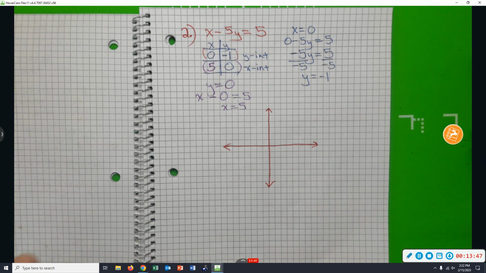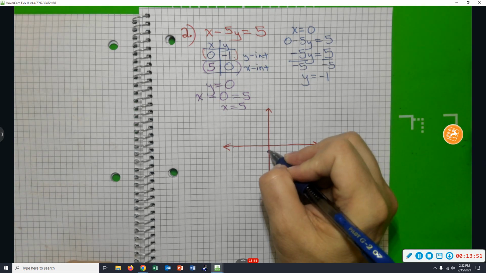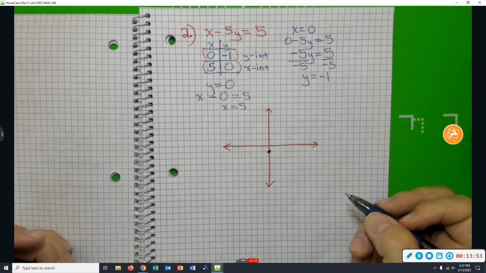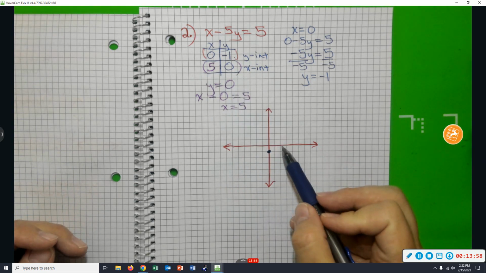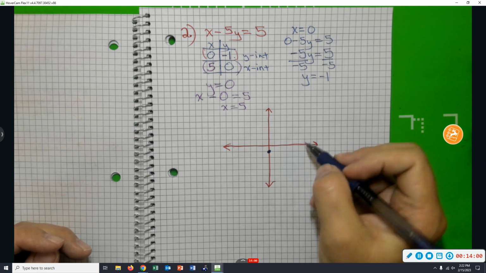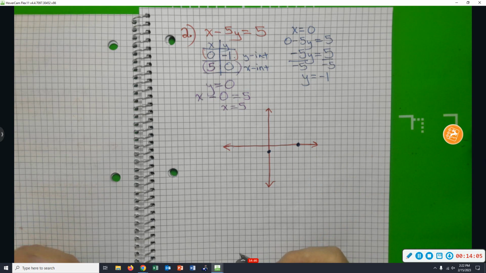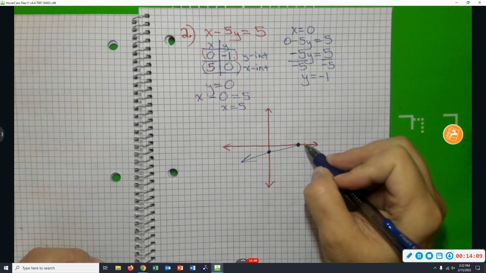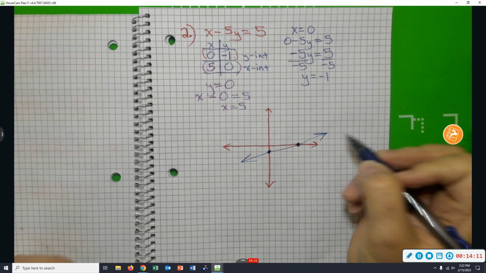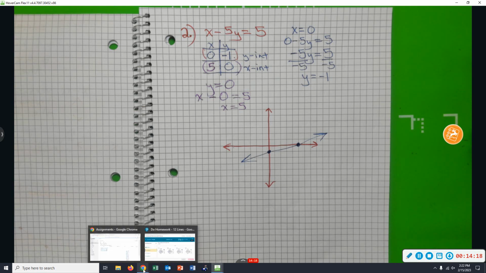So we have 0, negative 1. So left, right, 0, down 1. And then we have 5, 0. 1, 2, 3, 4. Is that it? Connect the dots. Any questions there?